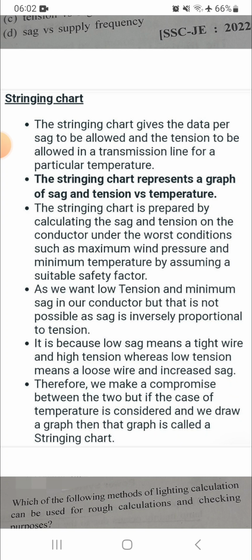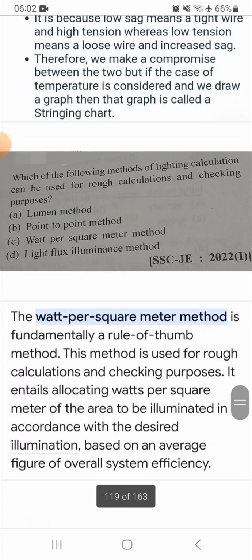Next one. Which of the following methods of lighting calculation can be used for rough calculation and checking purposes? The watt per square meter method. Yes, option C is the right answer. Next one.